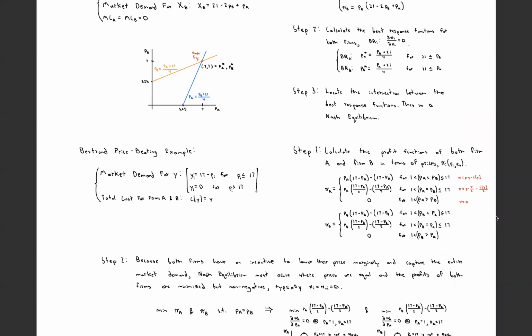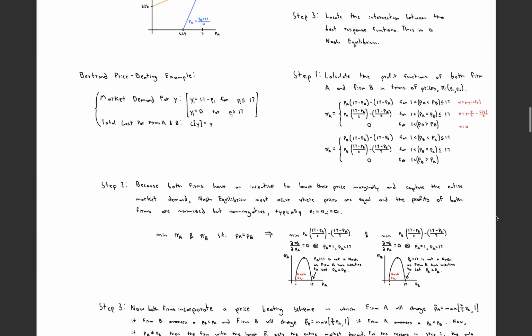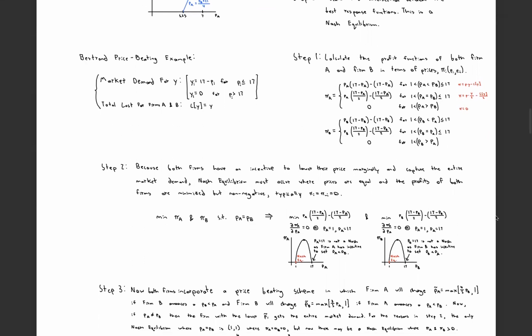But once we've set that up, we're going to want to, and again, this is because both firms have an incentive to lower the prices marginally and capture the entire market demand. So that tells us that Nash equilibrium must occur where the prices are equal and the profits of both firms are minimized but non-negative. So this is typically going to be where both prices are zero. And you can kind of see that drawn out here in terms of the competitive dynamics.